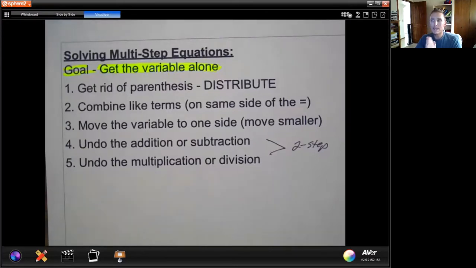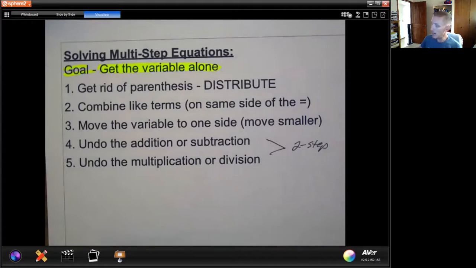Step number 1, get rid of the parentheses. Distribute. You need to get rid of your parentheses first, and distribution is the best way to do that. Step 2, combine like terms on each side of the equals. The equal sign is going to create a barrier. And then step 3, move the variable to one side. And I recommend that you move the smaller one. You do not have to, but moving the smaller one will give you less negatives. And as you guys are going to discover as we work through this, negative signs are going to be one of those things that will give you some difficulties.